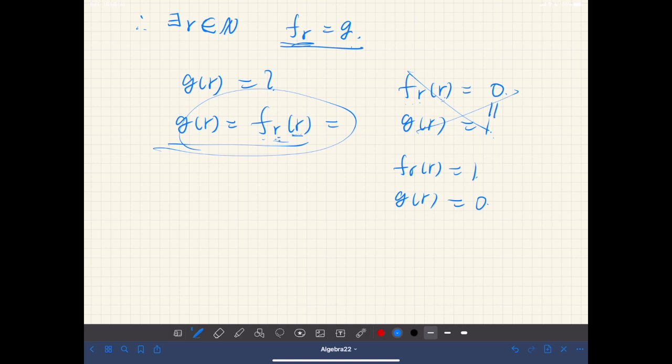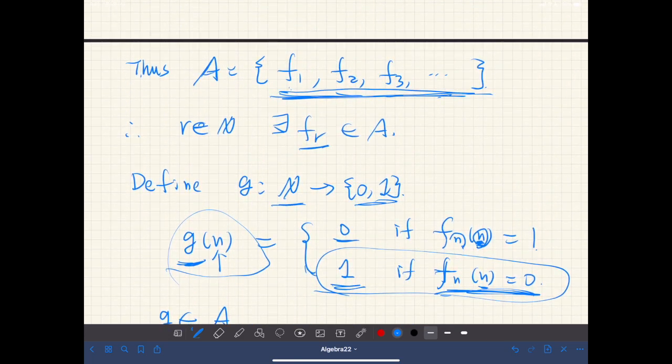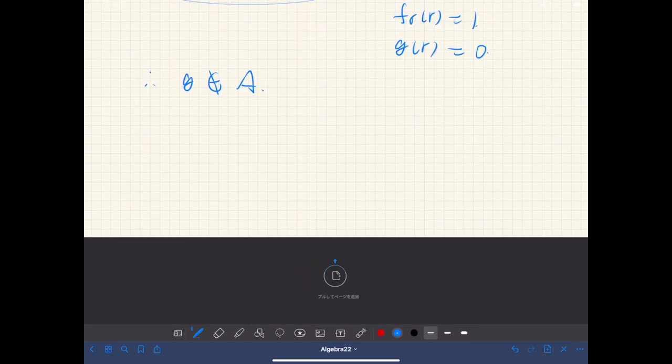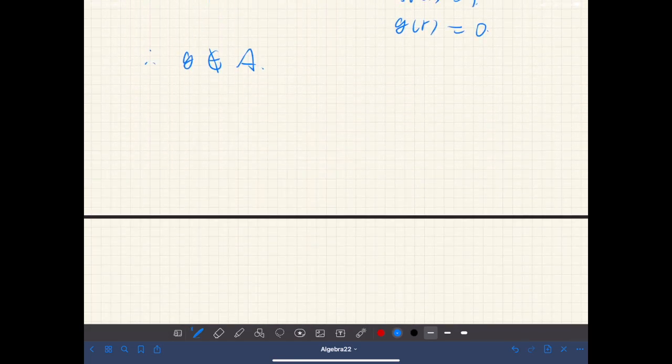So g cannot be in A. Therefore, g does not belong to A, which is impossible. So our assumption was wrong. That is, the assumption that A is countable was wrong. Therefore, A is uncountable. By using this lemma, we can prove the following theorem: the set of real numbers is uncountable.